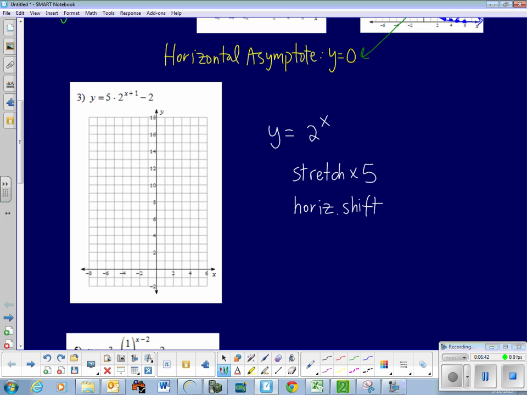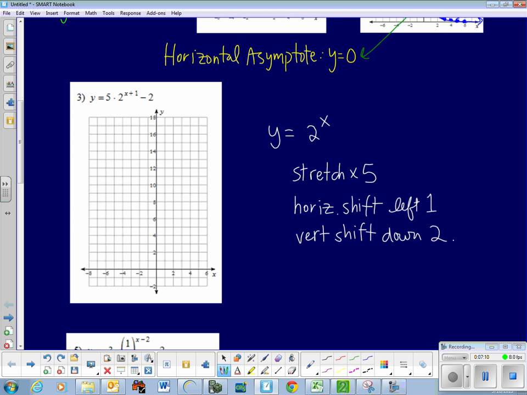This is a horizontal shift. And remember, x things go the opposite. If it's plus 1, then that's left 1. I have a minus 2 on the end, and that's happening to the entire function. Basically, that's happening to y. So that is a vertical shift down 2.